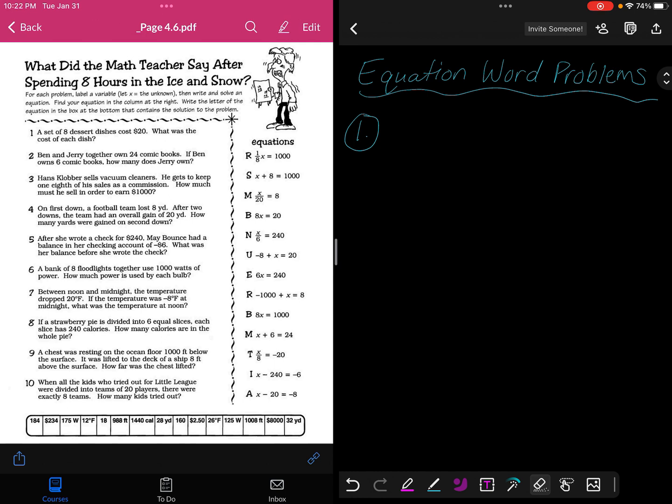So for each problem, we're going to label a variable x. So we're using x for all of them. Then write and solve an equation. We're going to find the equation in the column at the right. Find the letter of the equation in the box at the bottom that contains the solution to the problem.